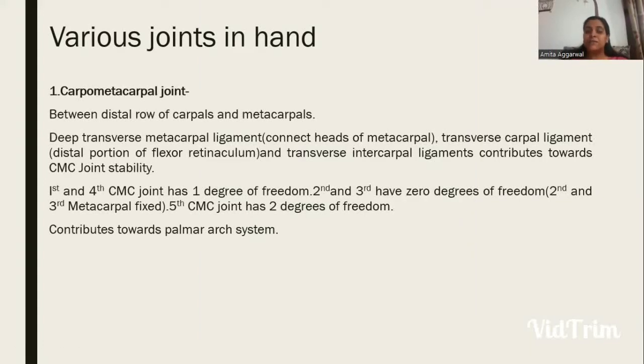Along with this, there is a transverse carpal ligament, which is a distal portion of the flexor retinaculum, but it has its contribution towards stability at the carpometacarpal joint, and a transverse intercarpal ligament also. The first and the fourth carpometacarpal joints have 1 degree of freedom. That's why whenever any movement is done, we can see that at the first and the fourth carpometacarpal joints the movement is happening. But the 2 metacarpals, the second and the third, are relatively fixed and have 0 degrees of freedom. The fifth metacarpal along with the carpal, the fifth CMC joint, has 2 degrees of freedom.